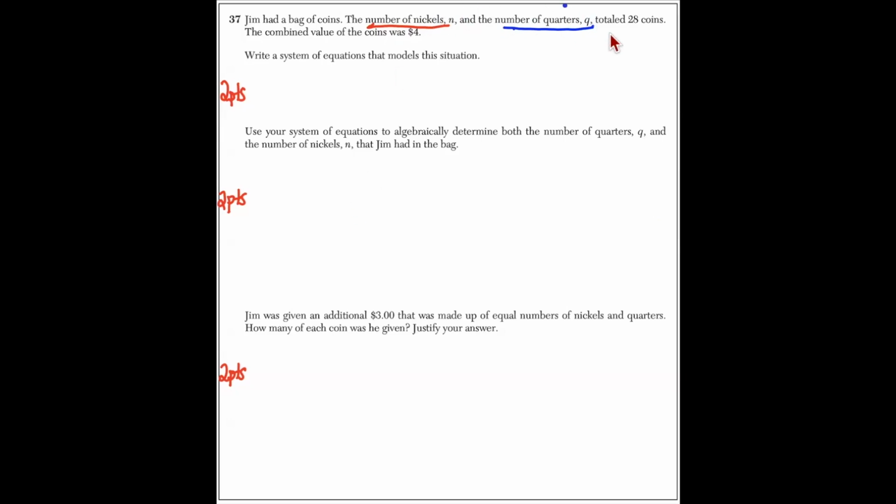Now, the first one has to do with the total number of things that he has. What I note from this very first sentence is that he had N nickels and Q quarters, and all together, he's got 28 coins. So this tells me the relationship between the number of nickels and the number of quarters: together they give me 28, right? For example, if he had 10 nickels, he'd have 18 quarters and so on. If I know one of these, I can figure the other one out.